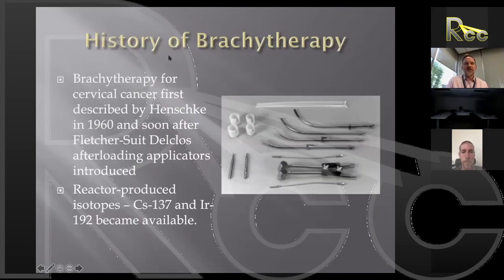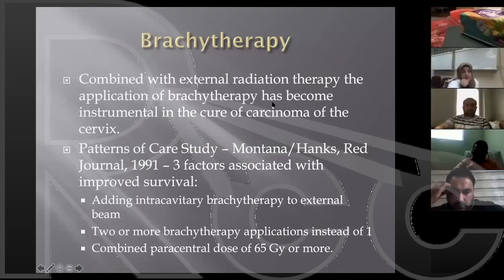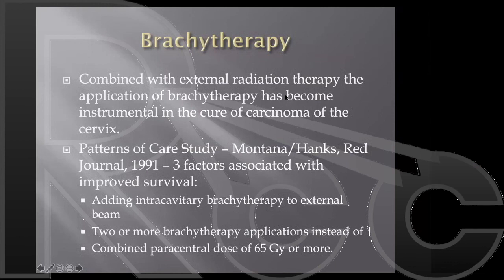So, talking a little bit about the history of brachytherapy: brachytherapy really started with tandems, which are these long curved instruments here, and ovoids, described by Hinschke in 1996, soon after Fletcher, Suit, Delclos, really what we consider modern radiation applicators. At that time, reactors produced cesium-137, and eventually iridium-192 became available, but cesium-137 for about 40 years was the mainstay of brachytherapy treatment for cervical cancer. Combined with external beam radiation therapy, sorry, I can't see the rest of my slide, the application of brachytherapy in the cure of cervix cancer.